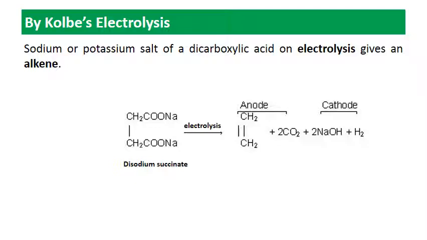The second method is by Kolbe's electrolysis. In this case, we can use sodium succinate or potassium succinate, or simply we say sodium or potassium salts of dicarboxylic acid, which on electrolysis gives the alkene. So we can use potassium succinate or sodium succinate. But in industry it is not in much use.